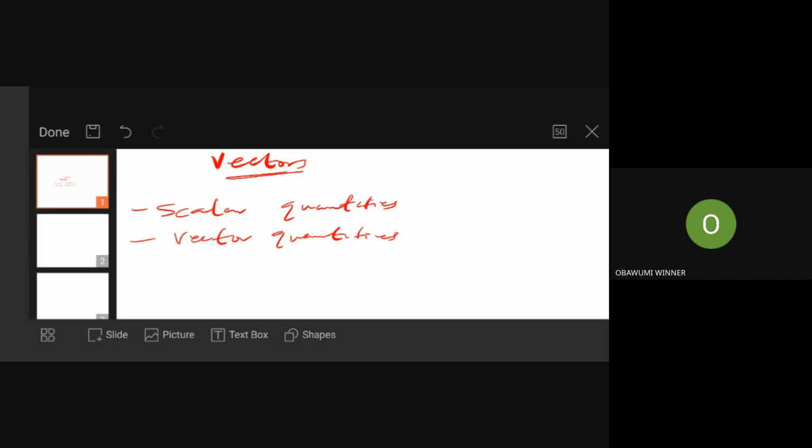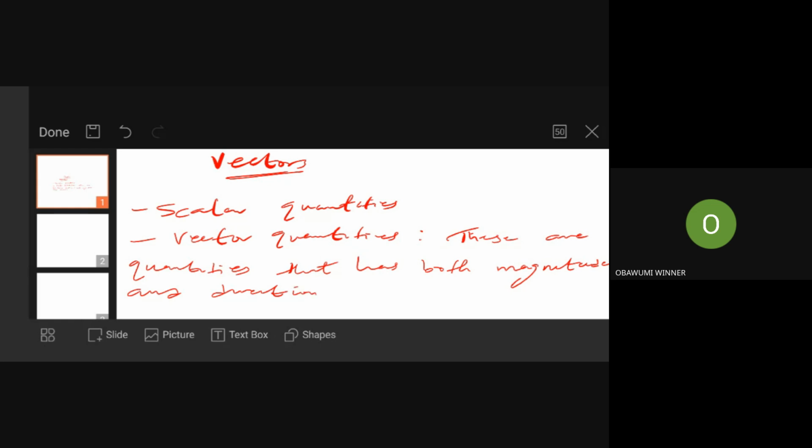So take notes: these are quantities that have both magnitude and direction. I'll be explaining many things. I won't be doing so much writing until I get to the equation aspect of this.